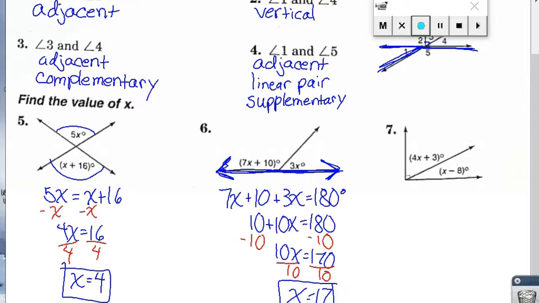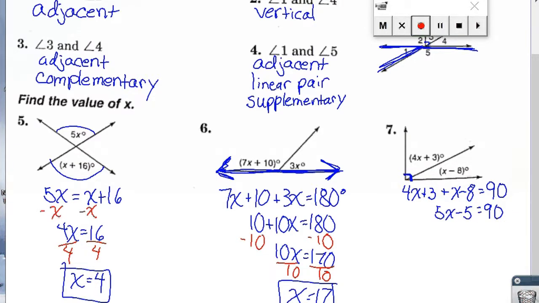Okay, last one. Okay, this one's really similar. Now, if we look closely, we can see this little perpendicular symbol, which means 90 degrees. So these two angles together have to add up to 90 degrees. So 4x plus 3 plus x minus 8 equals 90. Combine your like terms. 5x minus 5 equals 90.